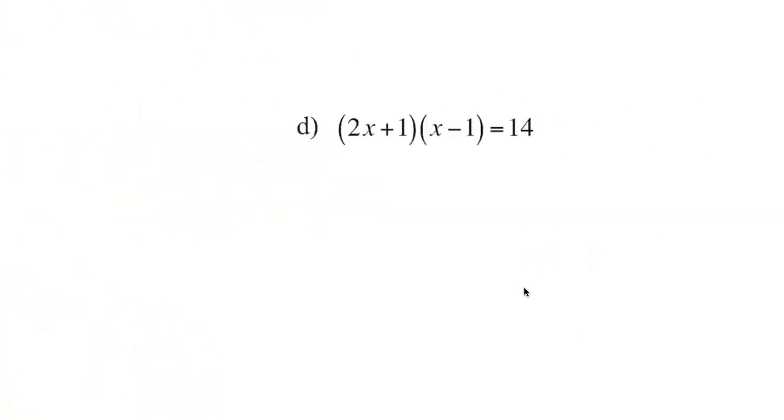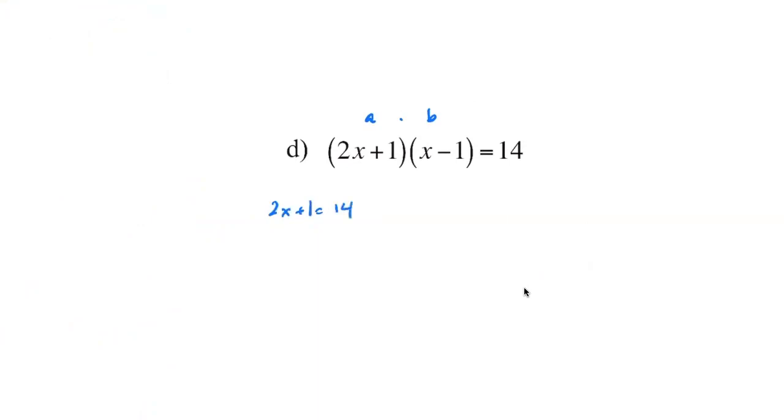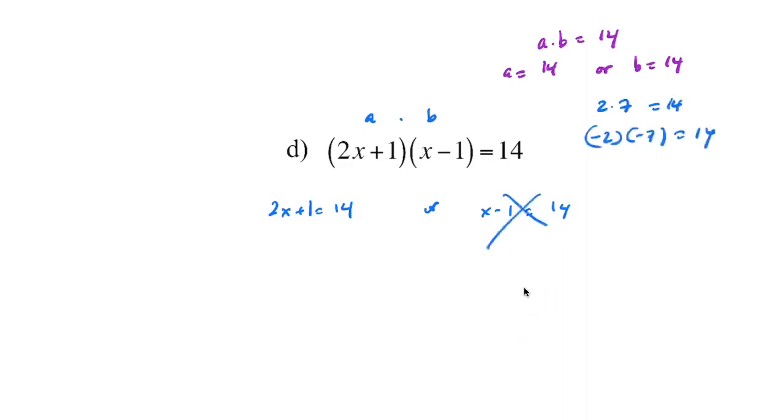So in part D, one side of the equation is not equal to 0, it is equal to 14. If we say this is my A, this is my B, and we say, okay, either A equals 14 or B equals 14, this is wrong. Because if you have two numbers multiplied to get 14, let's say A times B equals 14, it does not always guarantee that one number is equal to 14 and the other one equal to 14. That's not always true, because you can have both numbers not equal to 14. So doing this is not correct.